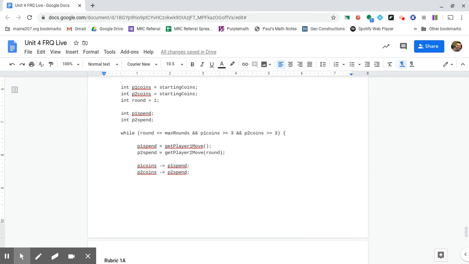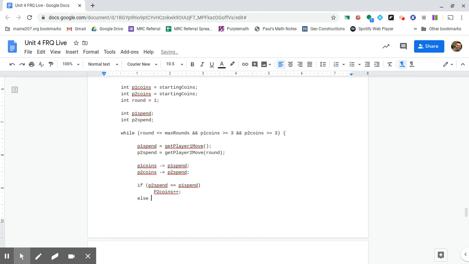That sounds like an if tree to me. So if P2 spend is exactly the same as P1 spend, well then we want to add 1 to P2 coins.